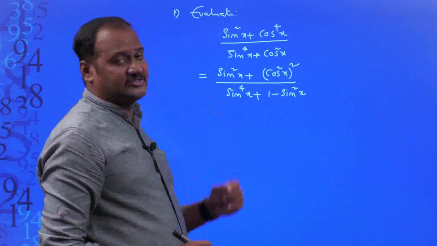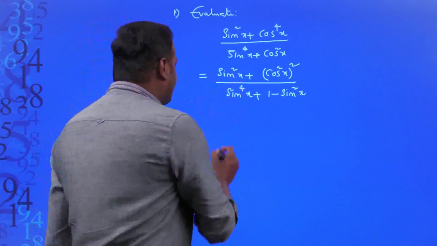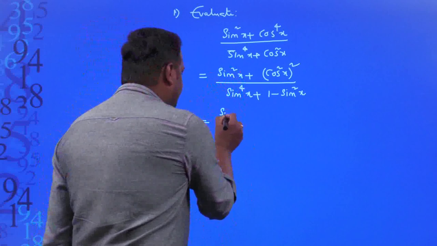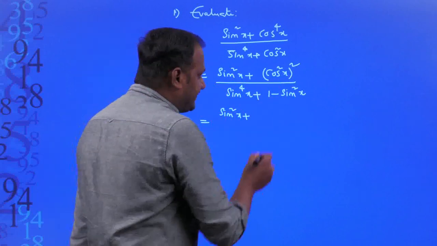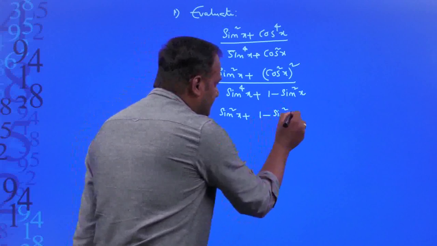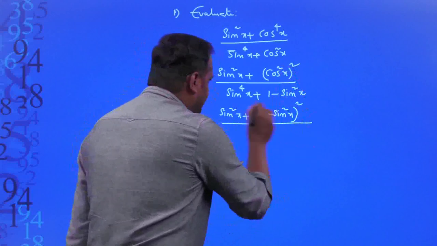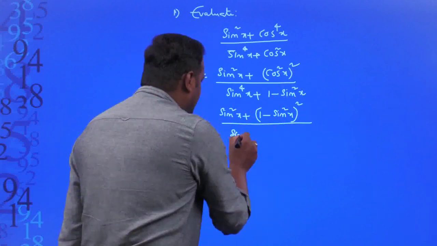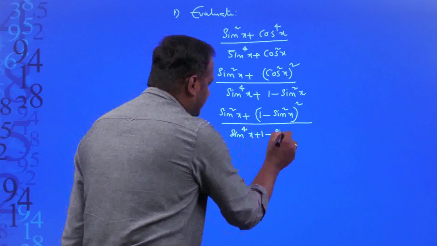Now my task is to convert the numerator in terms of sine. For that, sin²x is sin²x plus cos²x. Instead of cos²x, I can write 1 minus sin²x. Square is there, so whole square, whole divided by, there is no change in the denominator, I would write sin⁴x plus 1 minus sin²x.